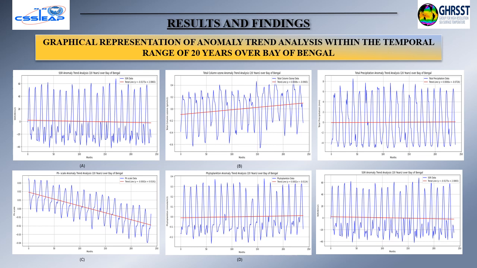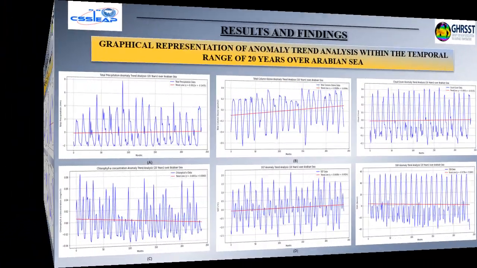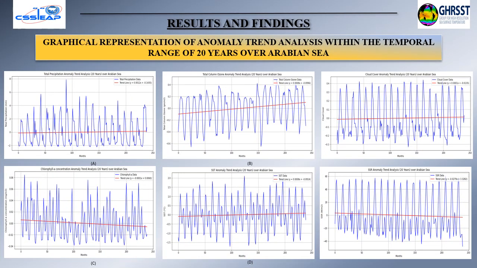And here are the other variables. Along with it, we have the Arabian Sea as well. Over the Arabian Sea, we have taken total precipitation, column ozone, cloud cover anomaly, chlorophyll A concentration, SST anomaly, SSR anomaly. So we need to draw conclusions and not just look at the graphs.